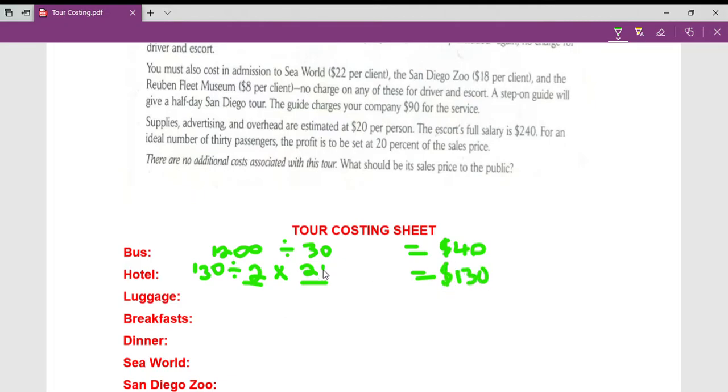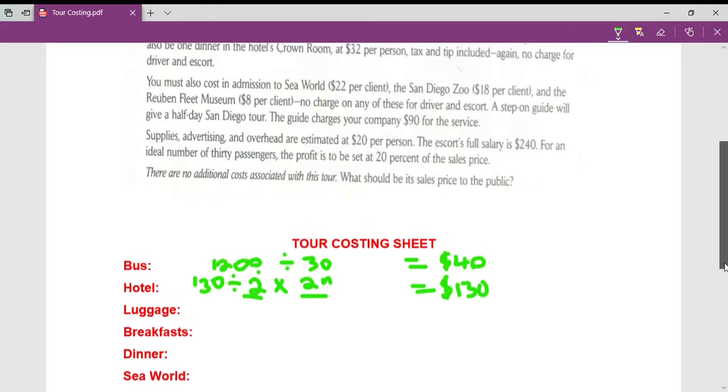So remember, this is nights, and then we also have double occupancy there, which is the number of people. All right, let's move on and have a look at what the activity says again.